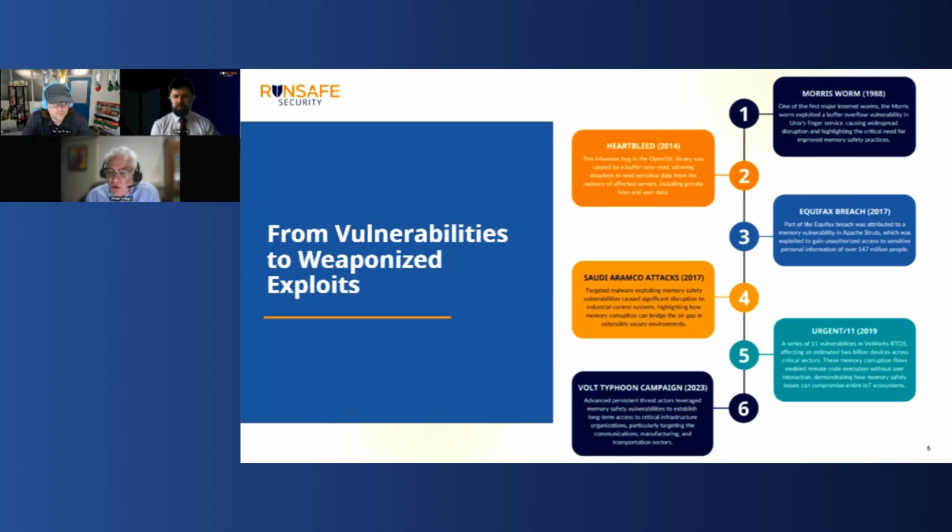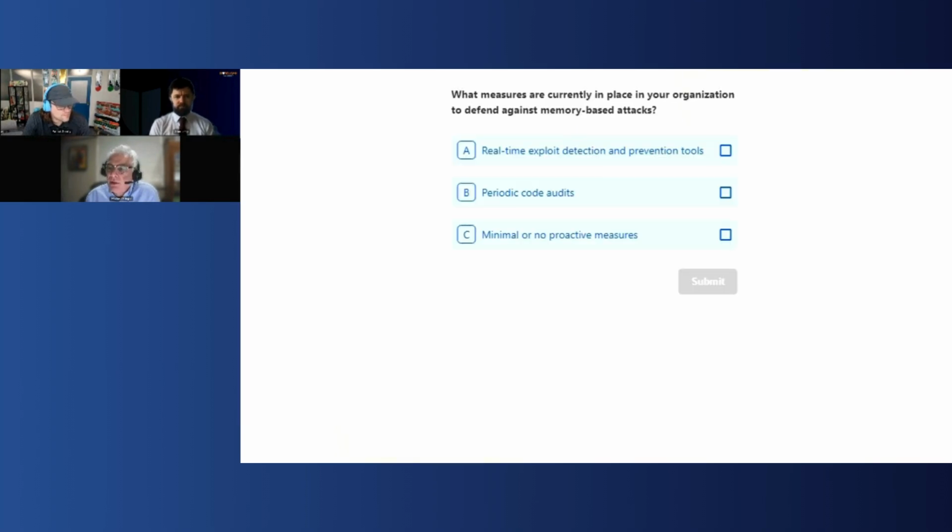Let's move on to our next polling question. We'd like to hear from all of you in the audience, so please respond when you see it. What measures are currently in place in your organization to defend against memory-based attacks? Do you have real-time exploit detection and prevention tools? Do you do periodic code audits? Or is there minimal or nothing at all?